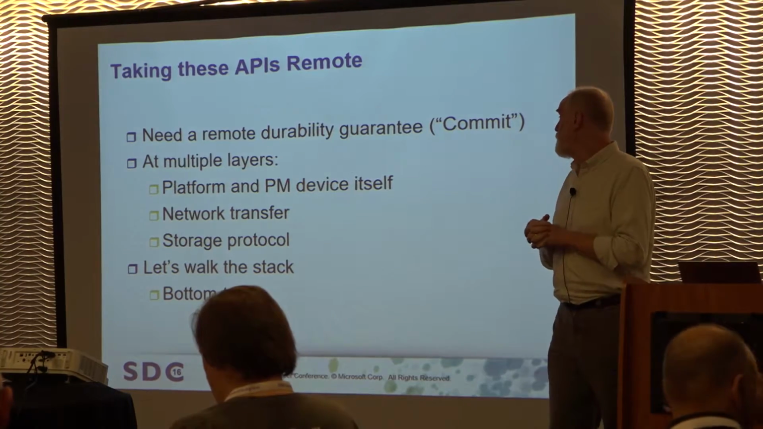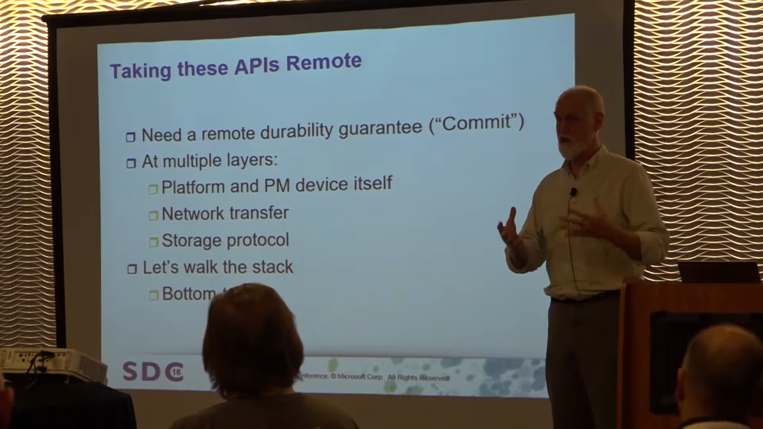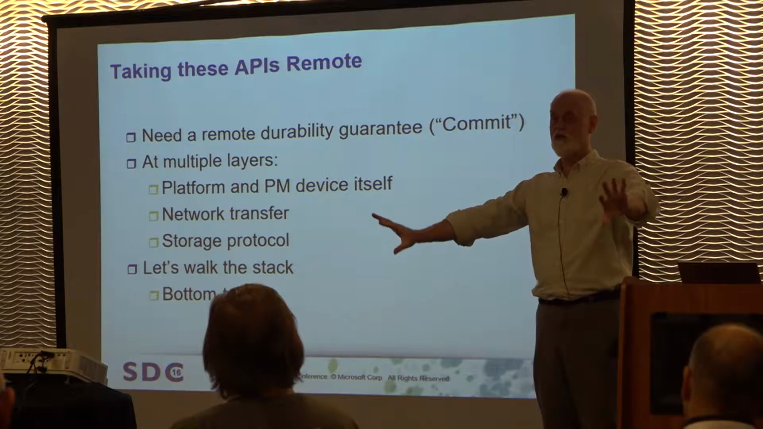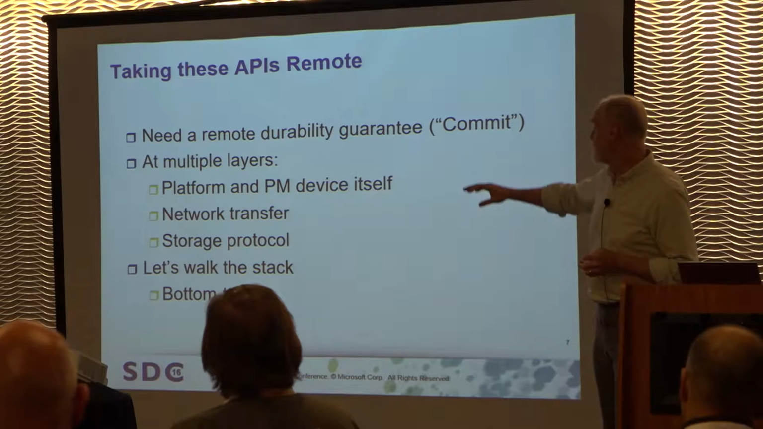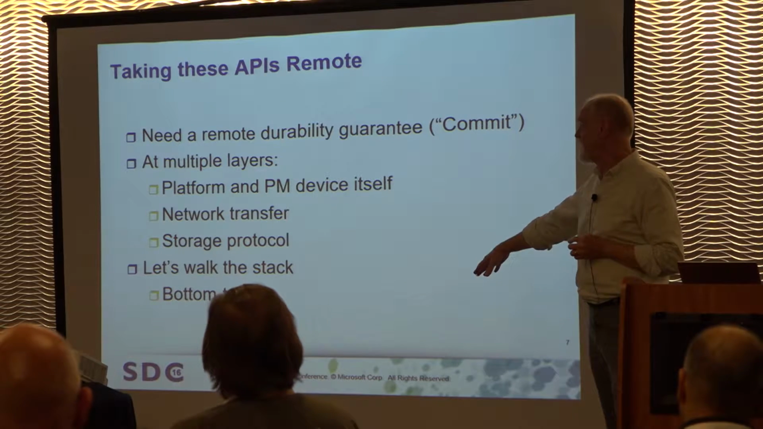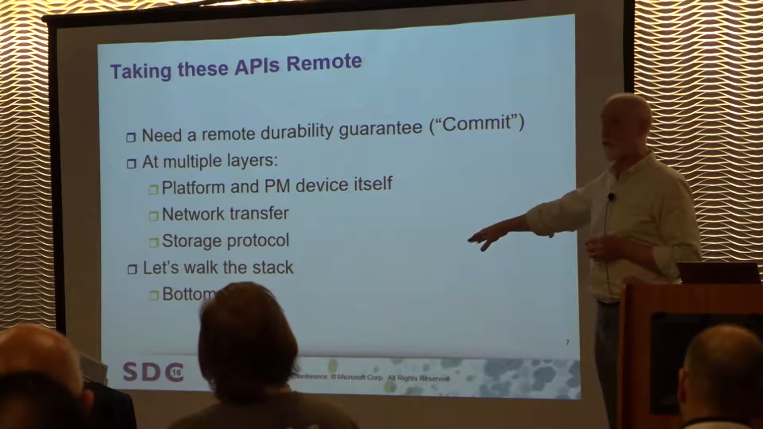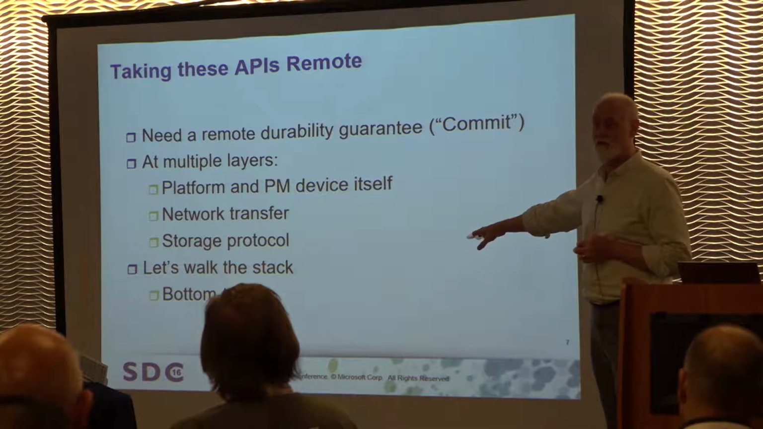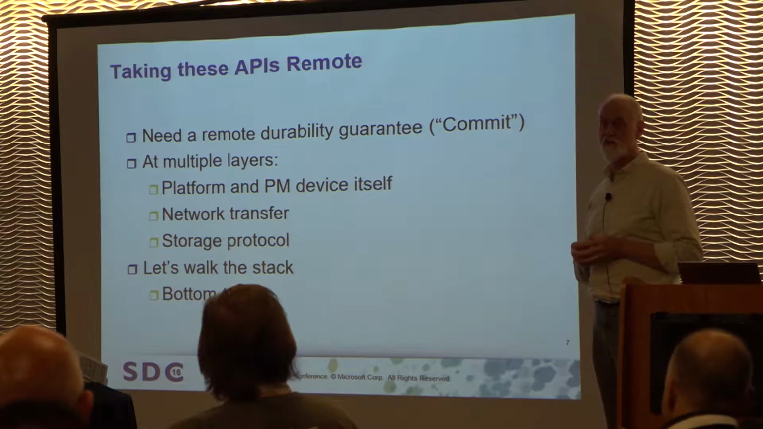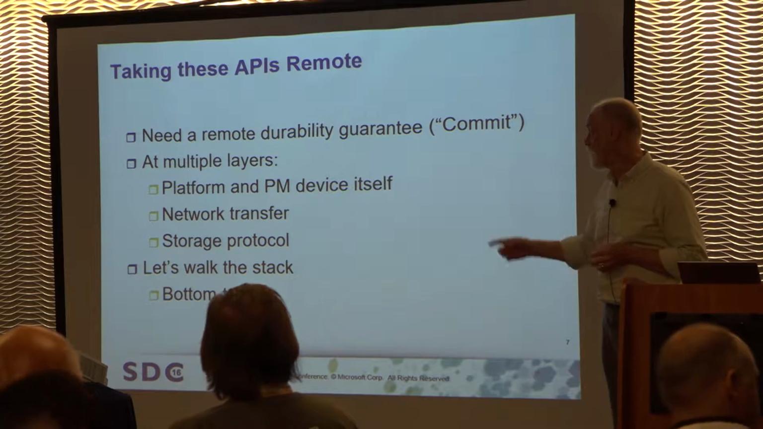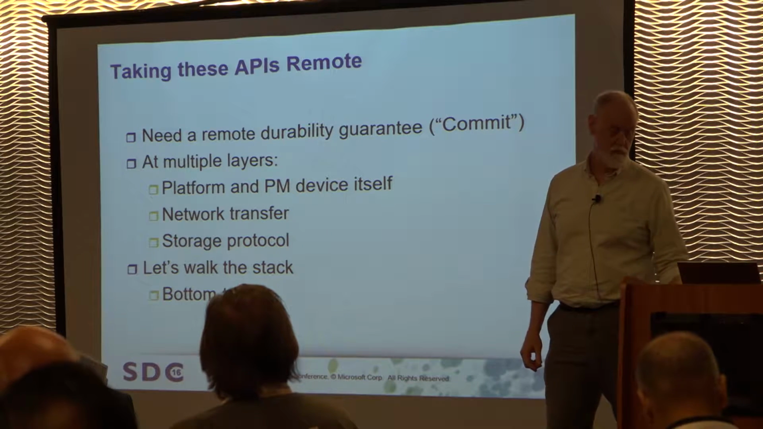So we need a remote durability guarantee to do this. We need to be able to make it durable locally, which the API supports. We need to push it to a durability guarantee remotely. And that remote durability has to happen all the way through the network. At the platform and the device, we need to be sure it's durable. Across the network, we need to be sure it arrived intact and durably. And then the storage protocol itself needs to reflect that back. So I'm going to walk the stack to show you what I think the world will look like.